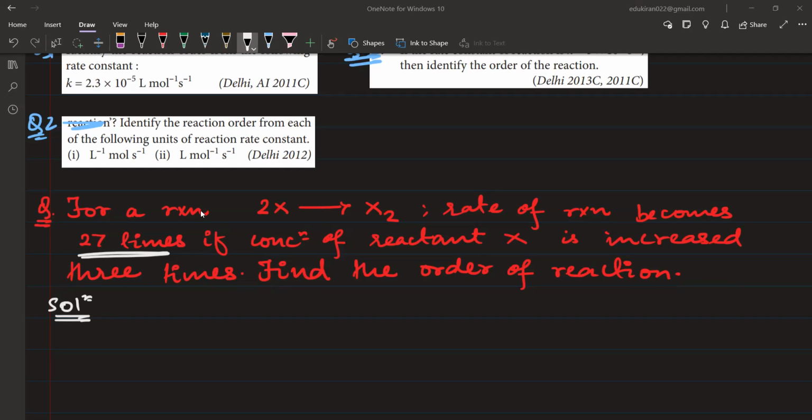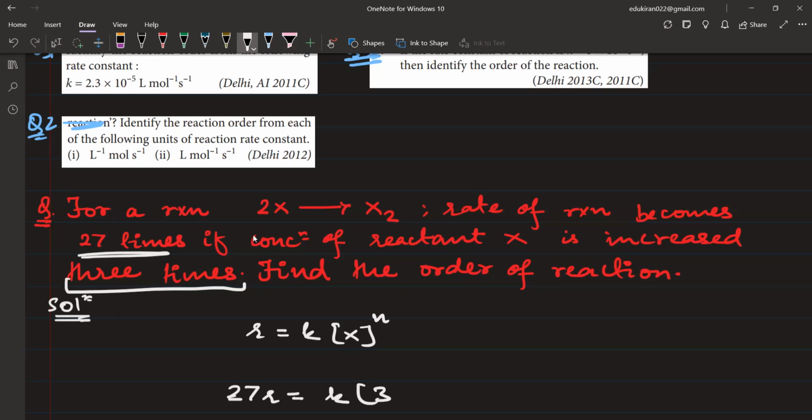So for the first thing, we are going to write the two rate equations. First of all, when the rate was equal to the rate constant times x to the power n. N is the order of reaction that we have to calculate. Now it becomes 27 times. The rate becomes 27 times when the concentration of x is increased 3 times. That means it is 3x, and the order is going to be the same.